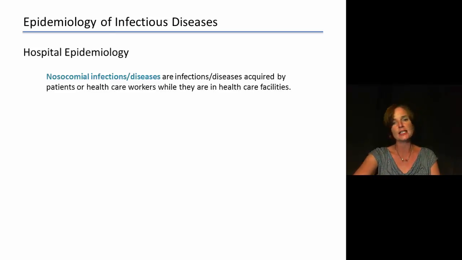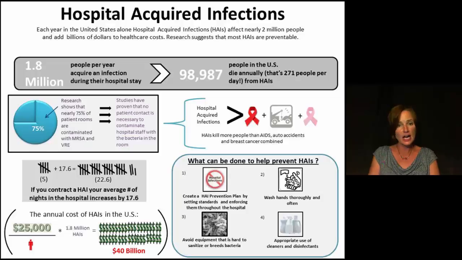When you go to those places, you can be exposed to pathogens that are there, and you can potentially become infected with them. As you can see from this infographic right here, 1.8 million people per year acquire an infection during a hospital stay. So that's one of the examples that we're talking about here. You're admitted to the hospital and you obtain an infection that you didn't have when you went into the hospital.